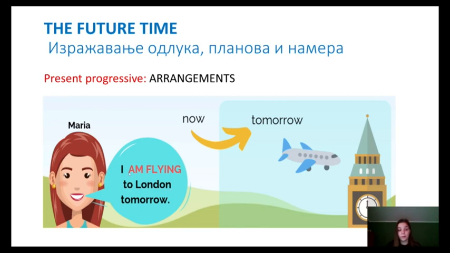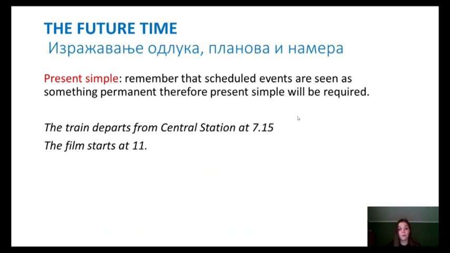We can see Maria saying that I'm flying to London tomorrow. She has an arrangement to fly to London tomorrow. And the last one is present simple. Present simple is used for scheduled events and they are seen as something permanent, so therefore we have to use present simple.